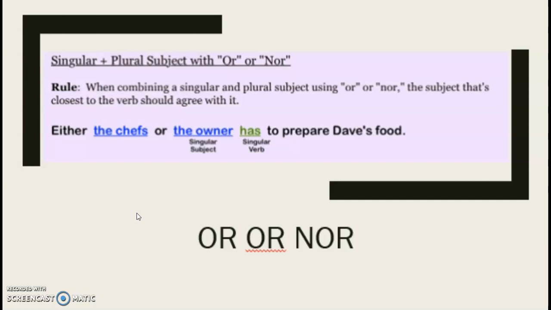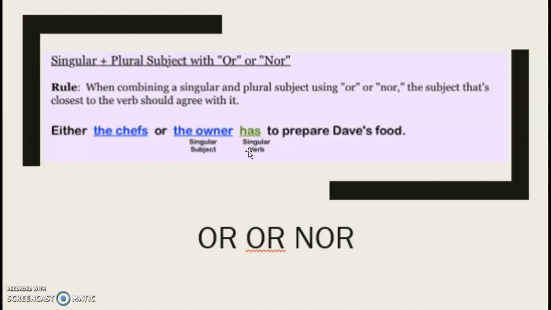When you are combining a singular and a plural subject using or nor, which are fanboys, the subject that's closest to the verb should agree with it. For example, either the chefs or the owner has to prepare Dave's food. Here, the owner is closest to the verb, so the verb will be singular. If it were reversed, and it said either the owner or the chefs, that singular verb would be switched to a plural verb and it would be have to prepare Dave's food.